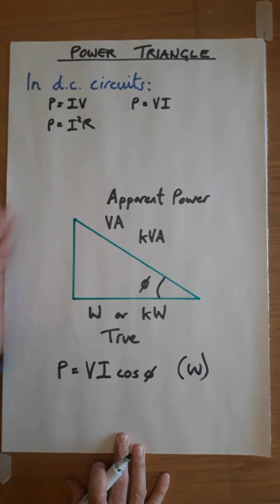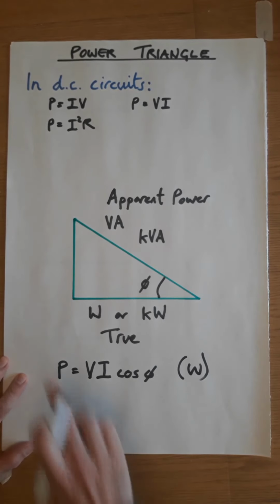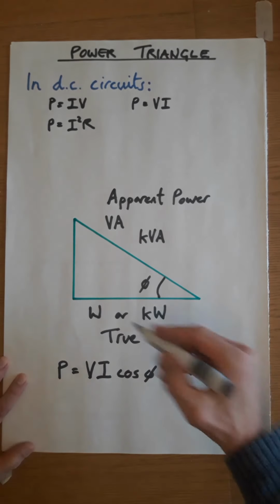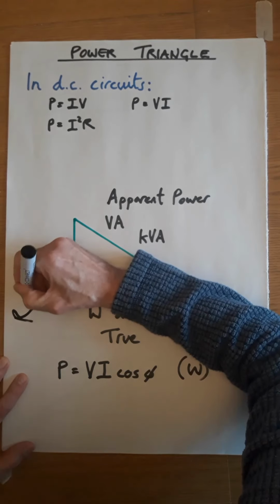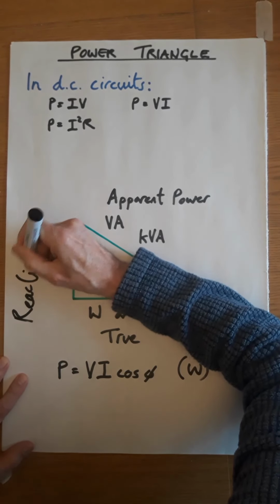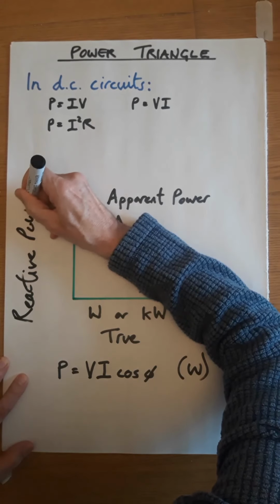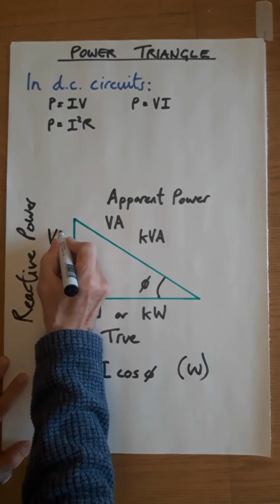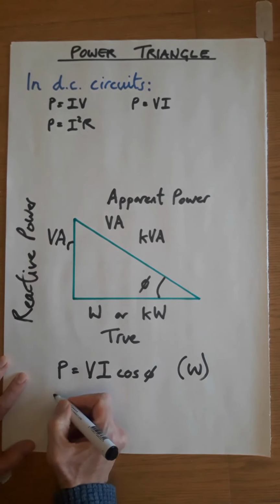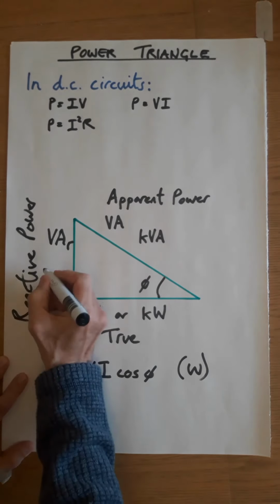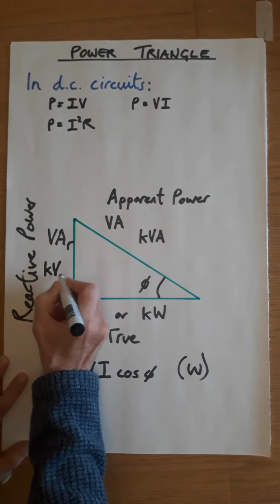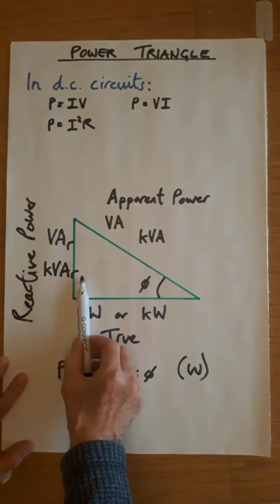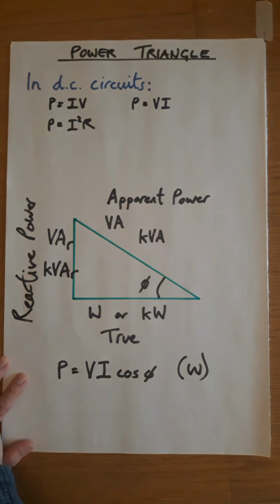So that just leaves us this side of the power triangle, and up this side, this is caused by our reactive component. That's an inductor or a capacitor. So this is reactive power. Reactive power, and this is called volt-amperes reactive, or reactive volt-amperes, or we would tend to use kVAR. And sometimes people say kilovolt amperes reactive or reactive kilovolt amperes.